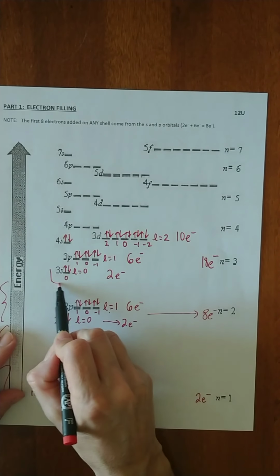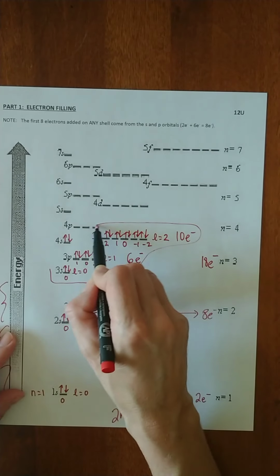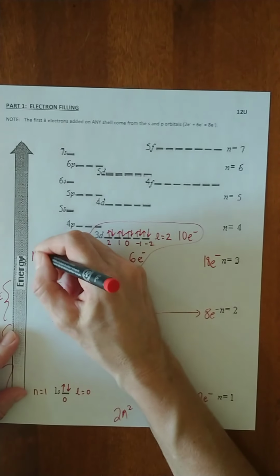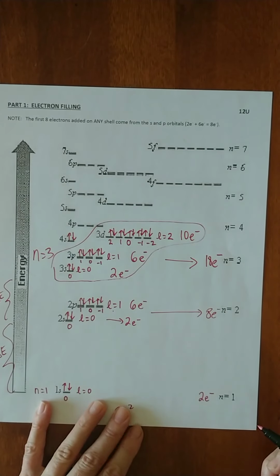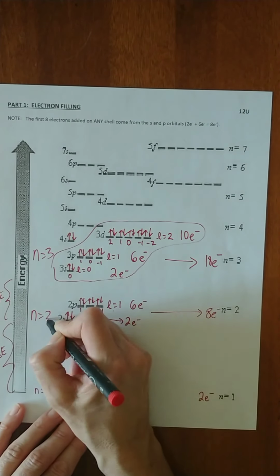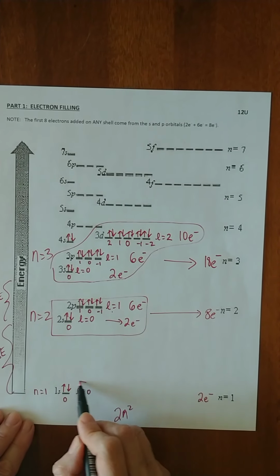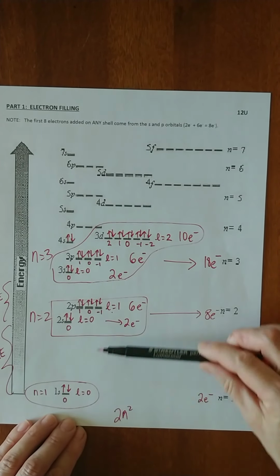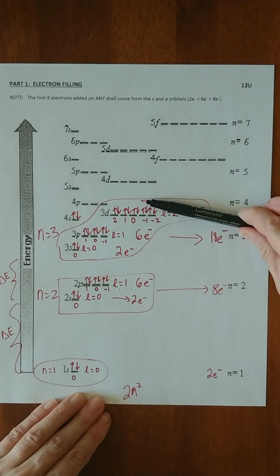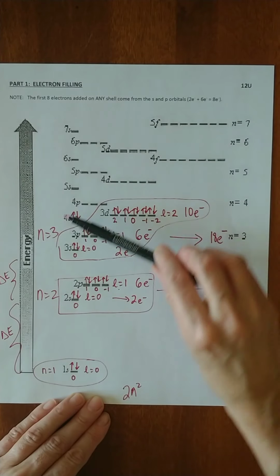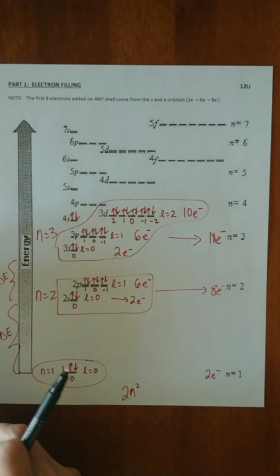So here's the 3s, 3p, 3d. There's your N equals 3 shell with 18 electrons. Here's your N equals 2 shell with 8 electrons, and your N equals 1. So as you go up, the volume gets larger and larger and larger, and there's more overlapping because this 4s and this 3d overlap.